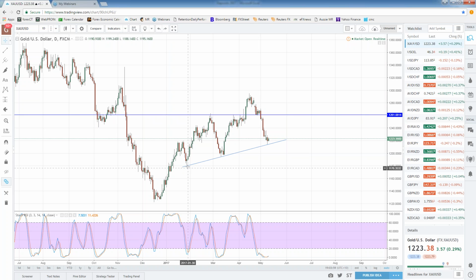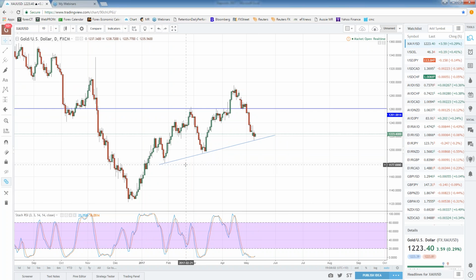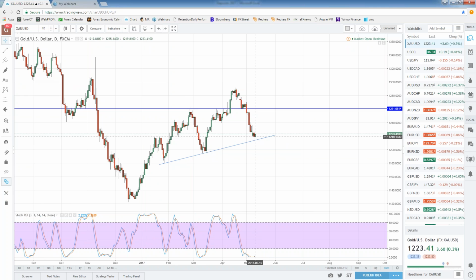So back here is January of 2017. So on the daily, it generally gives us a stronger trend. And then, you'd look at buying above the support, stop loss below the support, and take profit anywhere back up to where it came from.